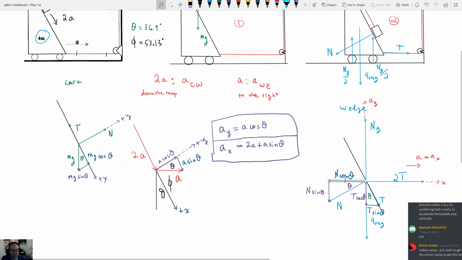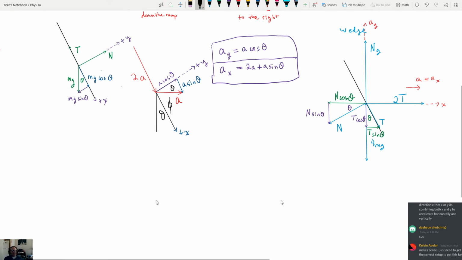On this picture in particular, I'm going to use green to represent the x direction, because it's really hard to see the difference between the colors. So there we go. N cos theta, N sine theta, T cos theta, T sine theta. And all the rest of the forces are just on an axis, right? So we're done with that.